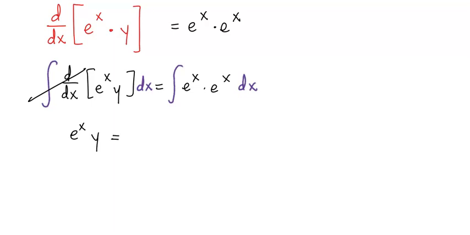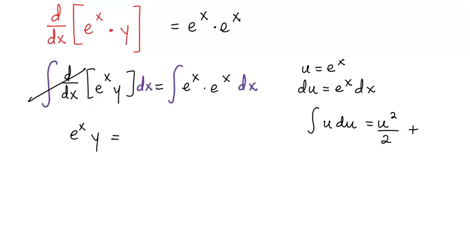On the right side of the equation, in order to integrate the product e to the x times e to the x, I'm going to use u substitution, where u is e to the x. So du is e to the x dx. So our integral is simply the integral of u du, which we know is u squared divided by 2 plus c. In this case, our u was e to the x, so this will be e to the x squared, which is e to the 2x, divided by 2 plus c. I'll go ahead and plug that into the other side of our equation.